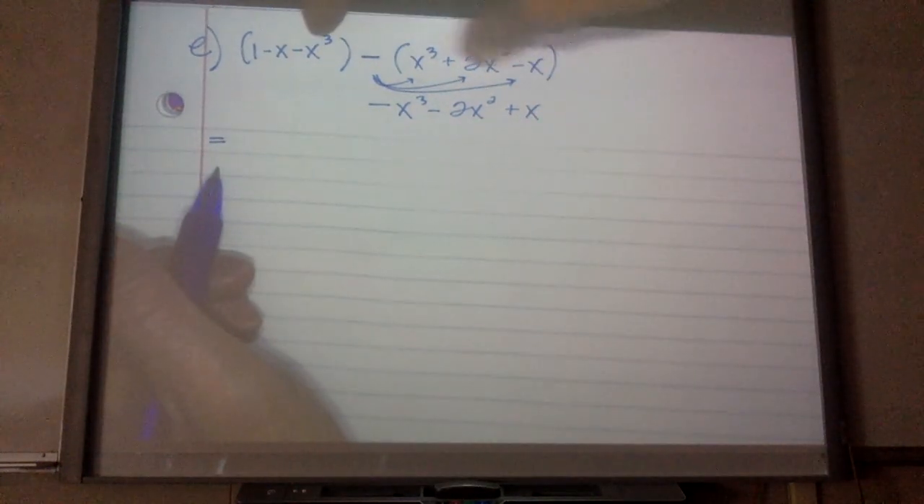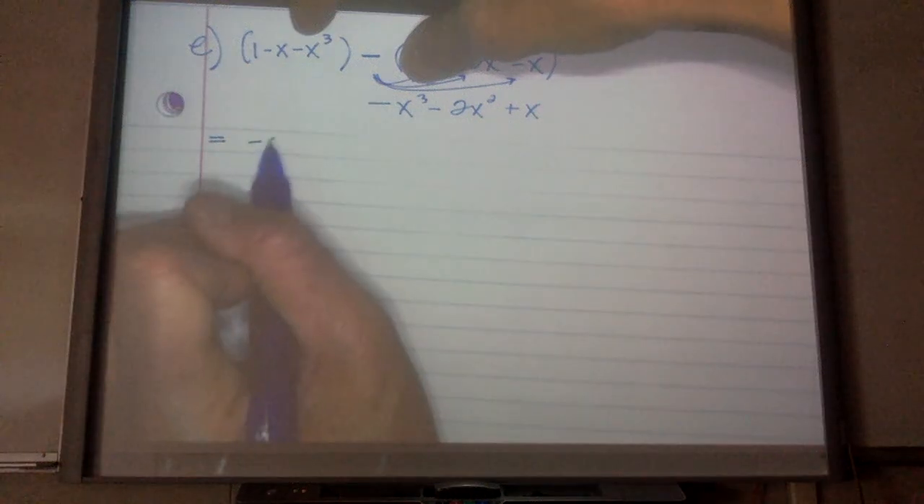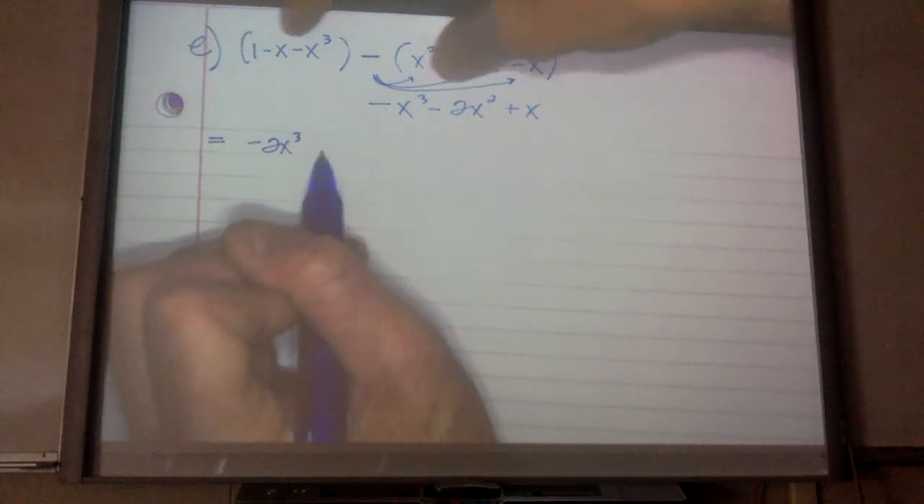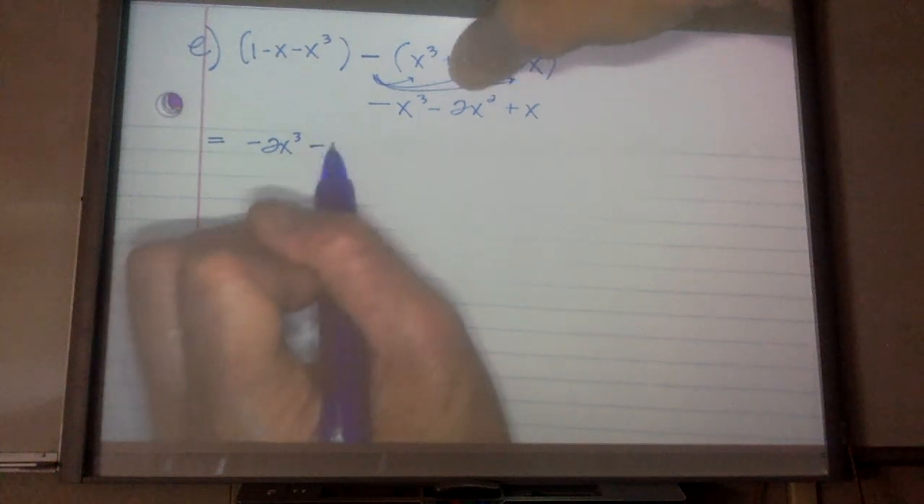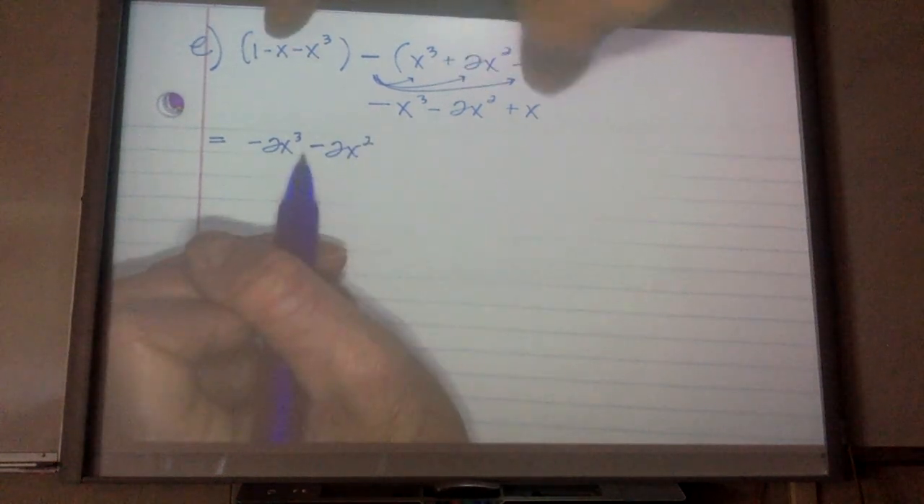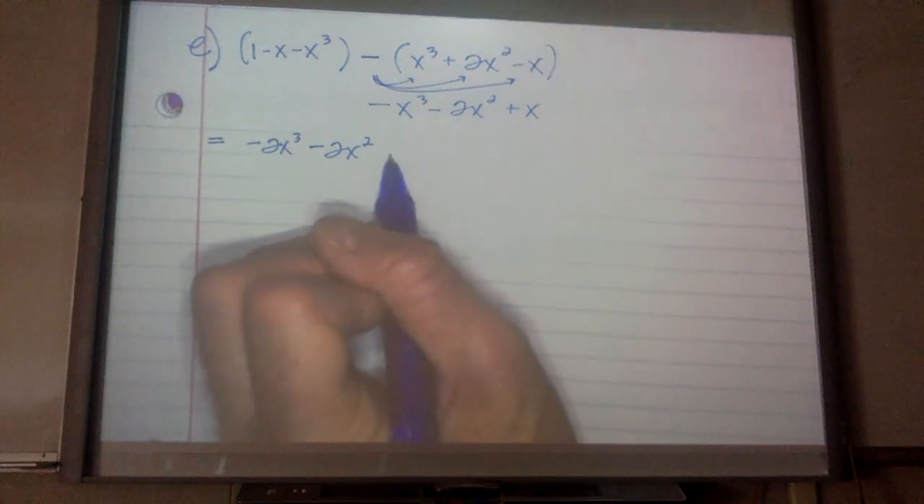So starting with my x cubes, I have negative 2x cubed. I don't have any other x squared, so negative 2x squared. Negative x and x cancel, and then I have plus 1.